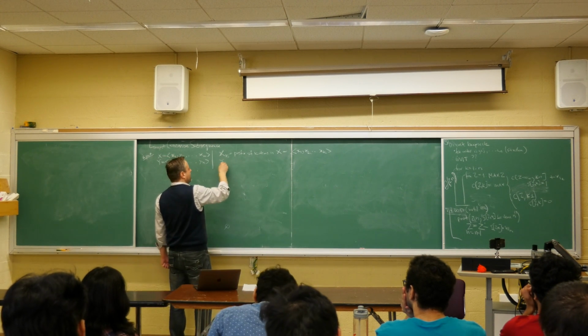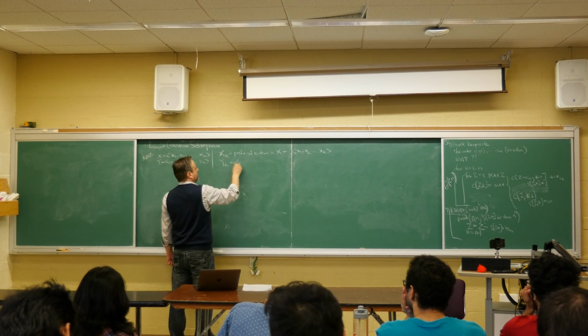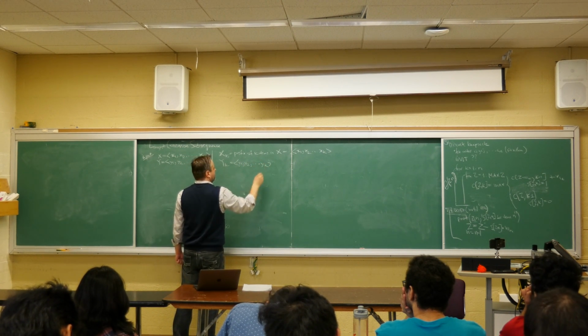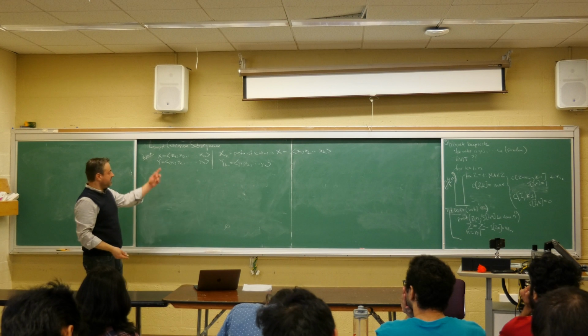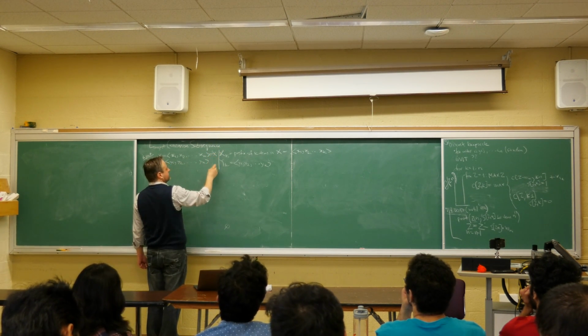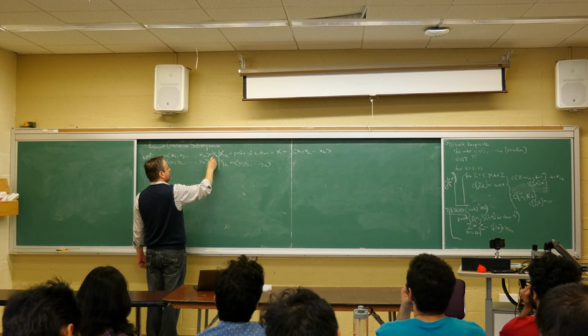And yk is y1, y2, up to yk. That's for any k. So in that sense, this is xn, and this is ym.